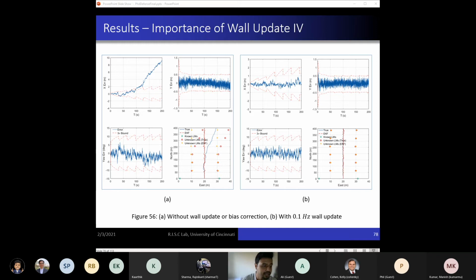We zoomed into the trajectory plot, that is, it is from 0 to 400 meters in the north and 0 to 40 meters in the east direction. We can see that the unchecked biases can lead to filter inconsistency, as shown in the X plot in figure 56A. But just by adding a 0.1 Hertz wall update, that is, updating it every 10 seconds, we are able to rectify this issue.